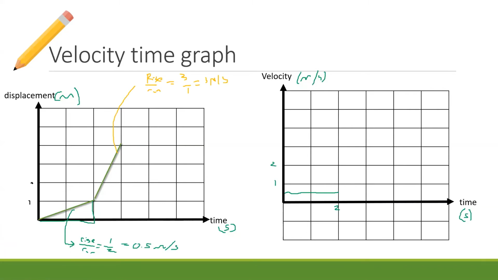So that means that if it's now moving at 3 meters per second, we're going to add that to our graph. That's going to be up here, 3 meters per second. We're going to draw a straight line across from here to here, from 2 to 3.